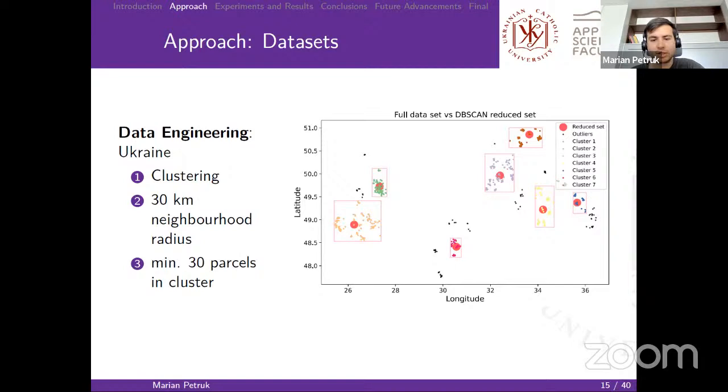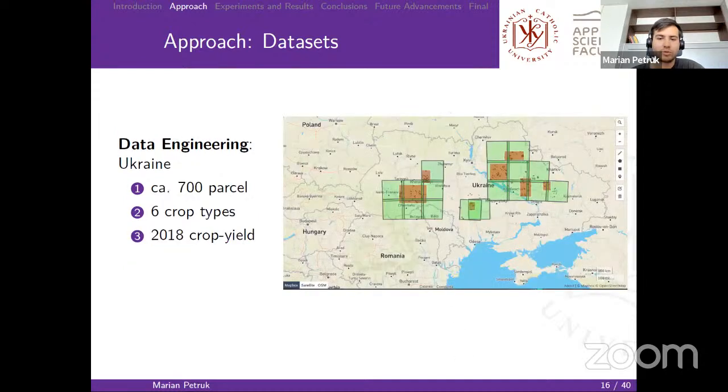For this, we conducted clustering to find clusters with the biggest parcel density. We obtained 7 clusters. The proposed Ukrainian data has around 700 parcel polygons scattered throughout Ukraine. We sampled the parcels with crop types similar in biological taxonomy to PASTIS, and after mapping, we ended up with 6 crops for the 2018 crop yield. In the figure, one may see the red rectangles where the fields are located, and in green, the regions of the downloaded satellite images.